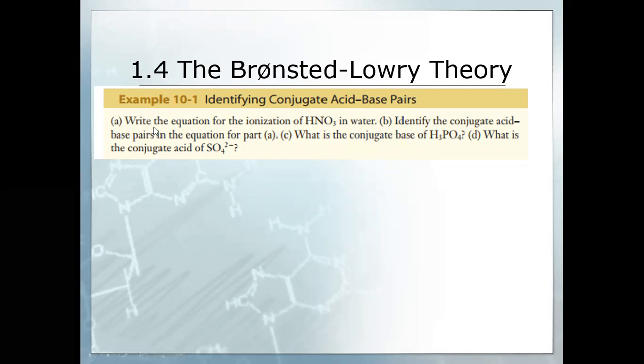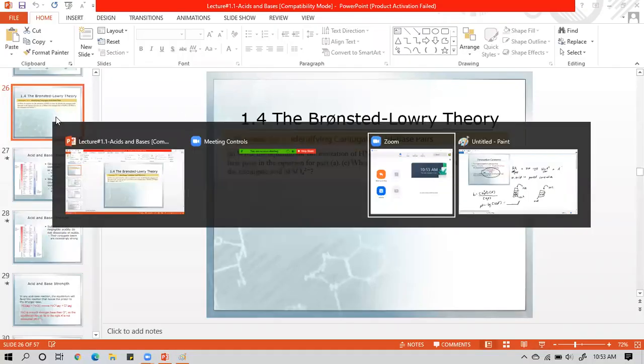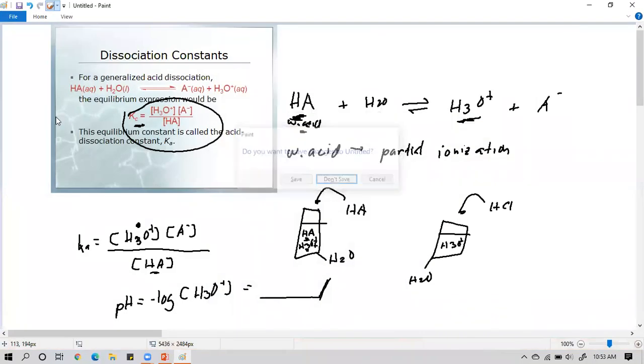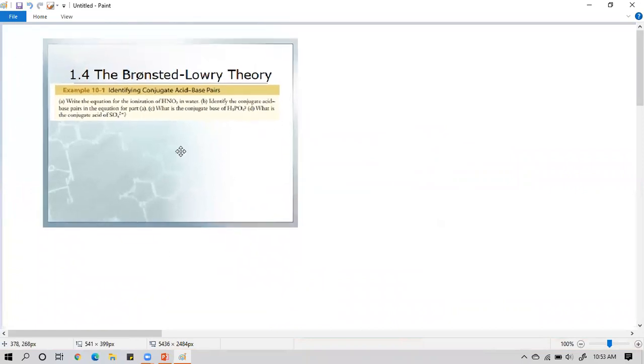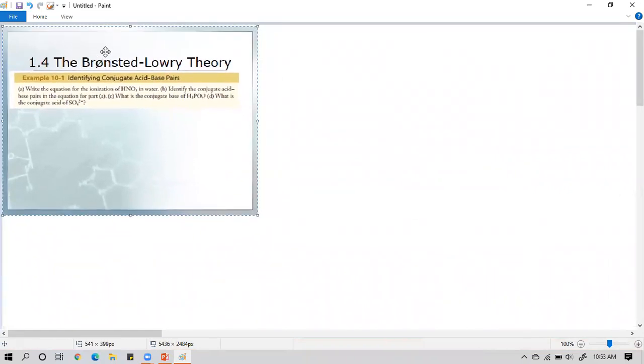Okay. Now let's answer this in the part of Bronsted and Lowry. Write the equation for the ionization of nitric acid in water. That is for letter A. Letter B here. Okay, let's solve the problem. Here, write the equation for the ionization of nitric acid in water.